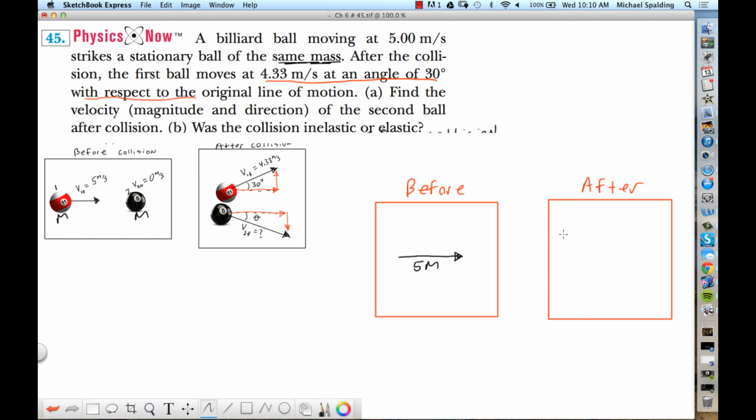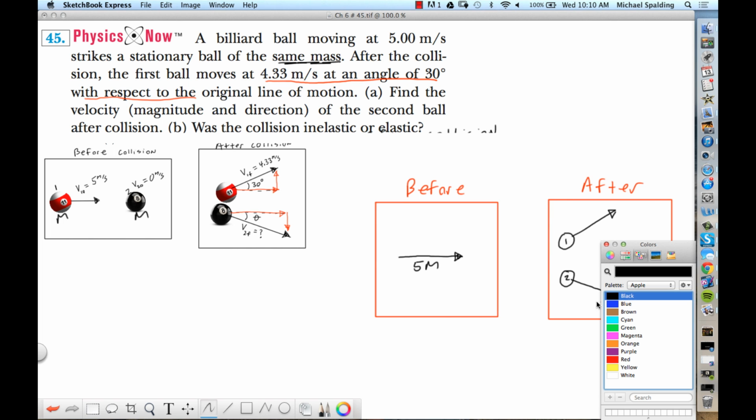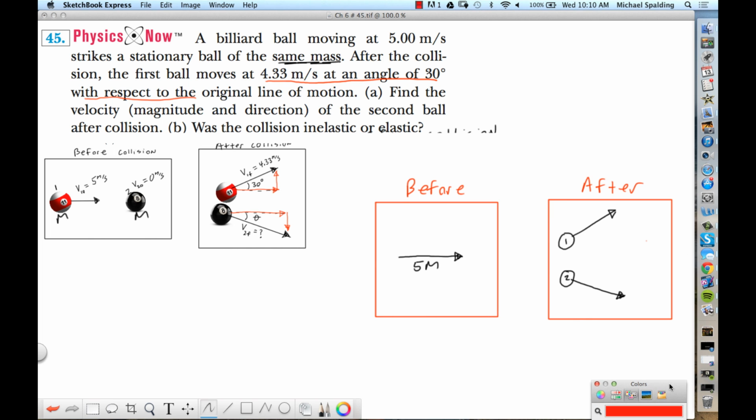Now, after the collision, ball number 1 goes up like this. Ball number 2 goes down like this. And we have information about ball number 1. Let's do this in red. Okay, so we have put in our components. For ball number 1, we know that this is 30 degrees, that was given, and we know that the velocity is 4.33.